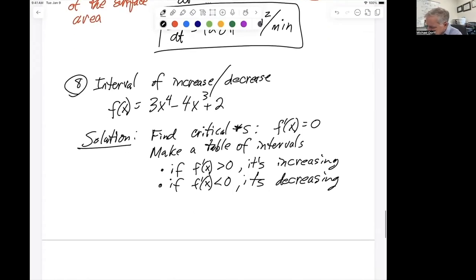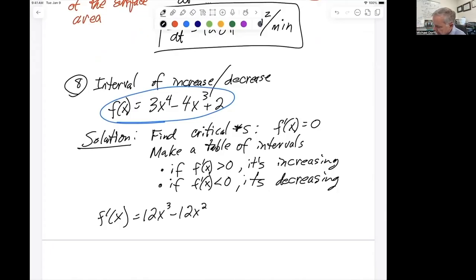And if the derivative is less than 0, it's decreasing. So let's apply that to this problem here. So I've got my function f, the one we're going to use here. All right, take its derivative. I get 12x cubed minus 12x squared. And just as we mentioned, we want to find the critical numbers, so we set it equal to 0.